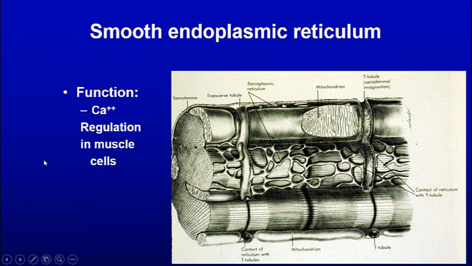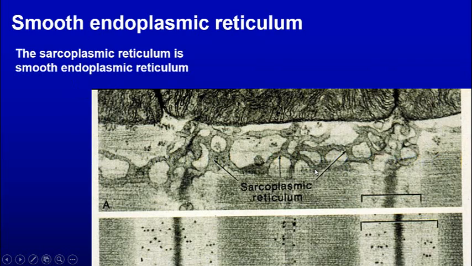Also, the smooth endoplasmic reticulum is in muscle cells, and it has to do with calcium regulation of muscle contraction. Here we see a transverse tubule, and this is the sarcoplasmic reticulum that's located here. Sarcoplasmic reticulum is really the smooth endoplasmic reticulum.